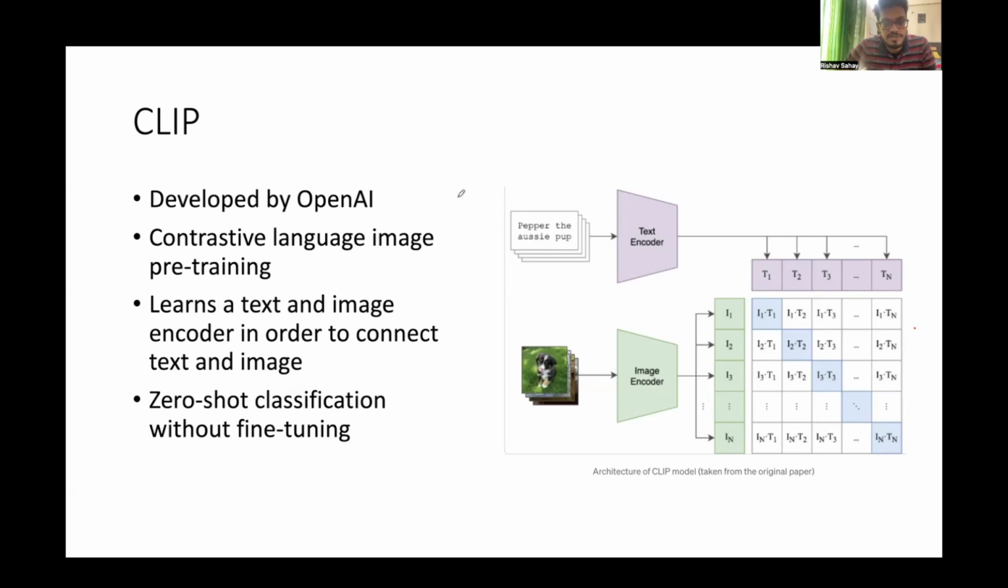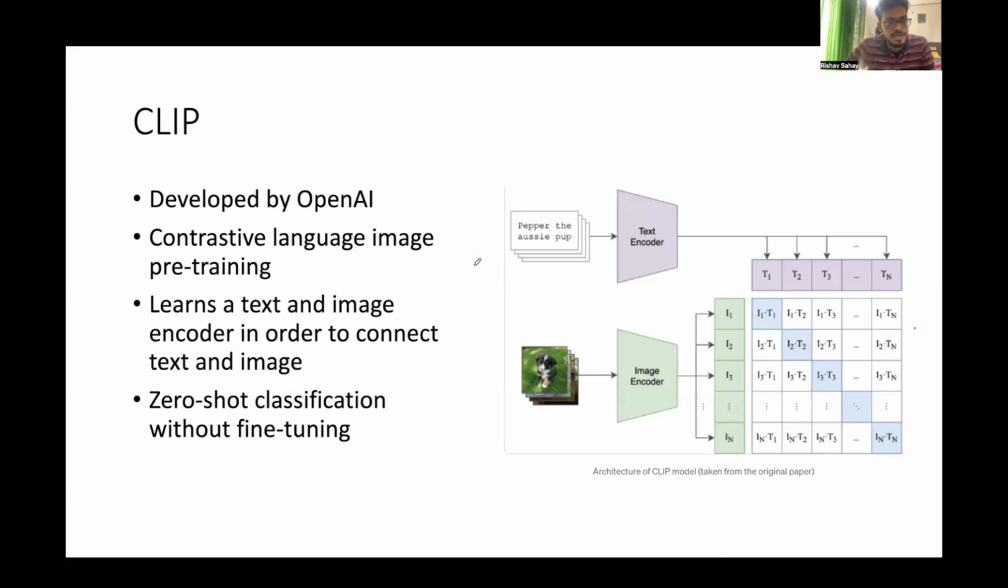Now, through contrastive learning, we try to maximize the diagonal elements, which is where the appropriate pairs of image and text are forced up, while the wrong pairs are forced down. This is a typical contrastive learning setup that is being used here.